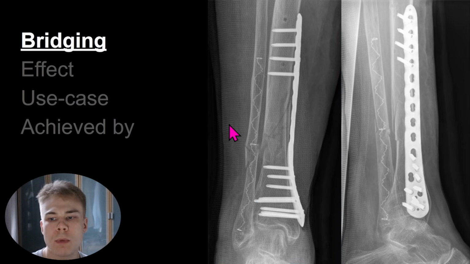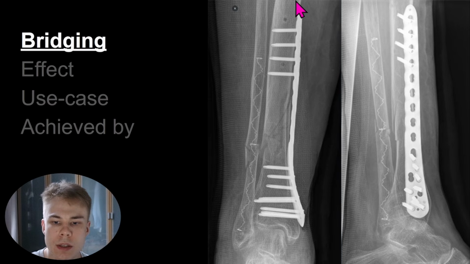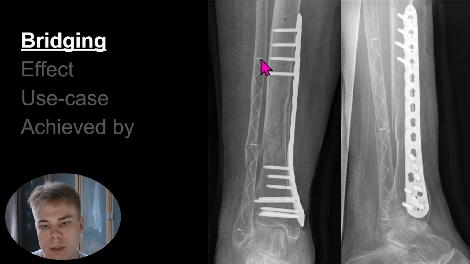Then we can talk about plating in bridging mode. So here you've got a PA radiograph of someone's right ankle, and you can see that there is a comminuted fracture in the sort of distal 1/3 of the diaphysis of the tibia. There's also a fibular fracture.